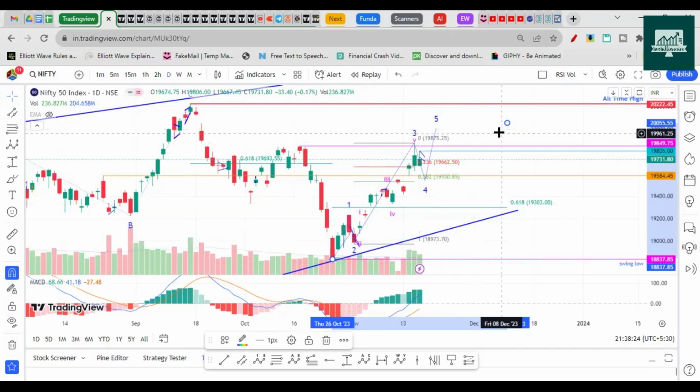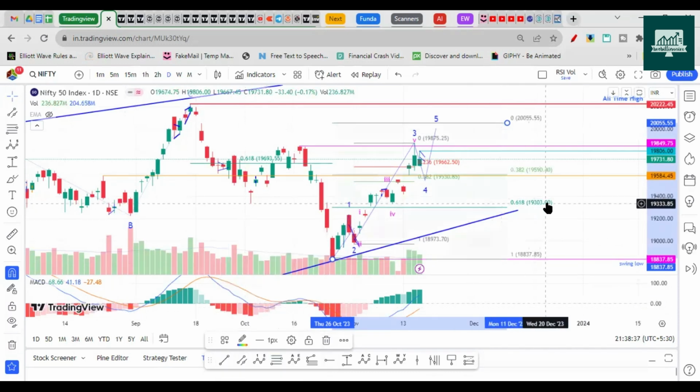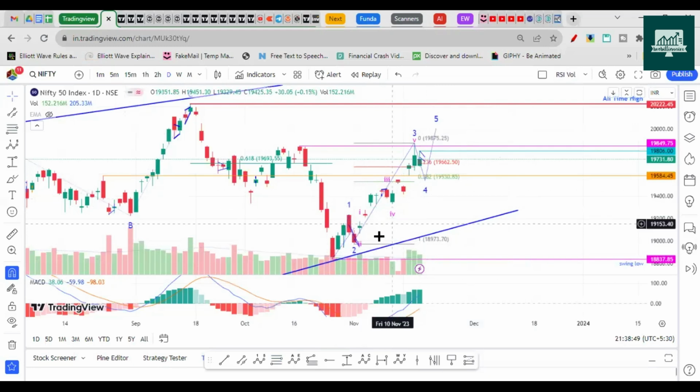So this should be wave A completed here near 20,000, and somewhere near 19,300 we can come on the downside, or it can even give a smaller retracement. We can't say for sure. So 0.38 or 0.618 Fibonacci, 19,600 to 300, it should come by the end of December. Decembers are usually sellers' months, or bearish months by history.